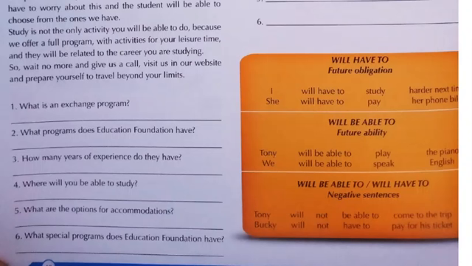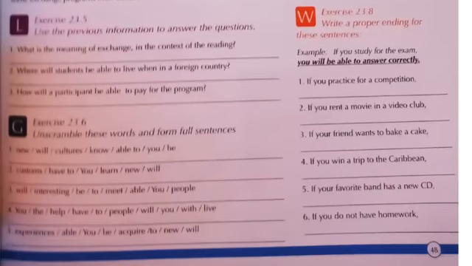In a negative way, you have to say Tony will not be able to come to the trip, or Bucky will not have to pay for his ticket. Okay, now the last activity in the book, exercise 23.6: unscramble these words and form full sentences. The idea is you have to order them, move them, and write the correct sentences. Some of them are future obligations and some of them are future abilities. Please read them carefully and then write them on the lines.